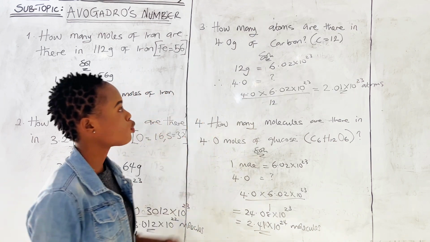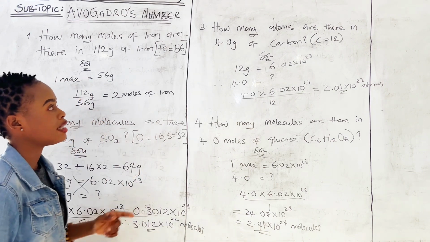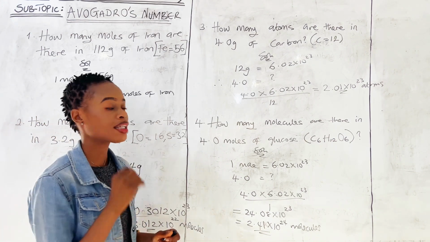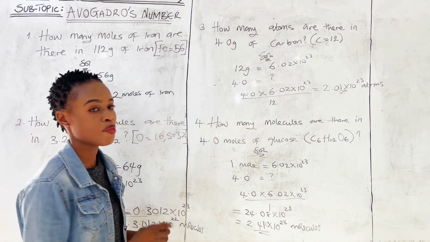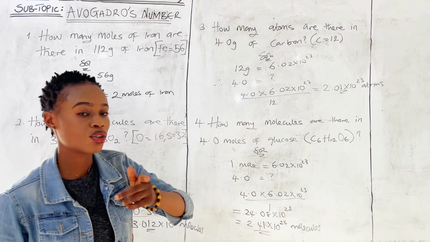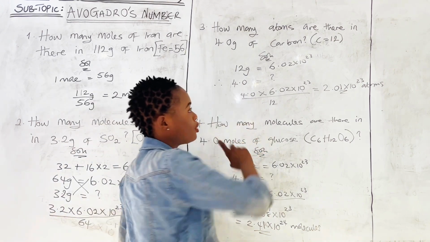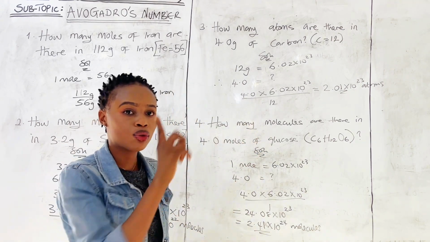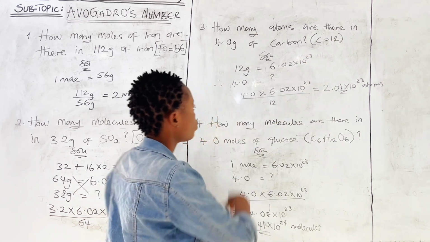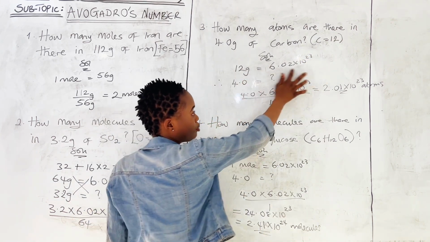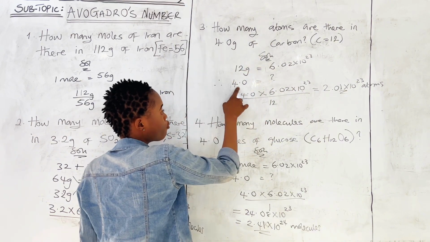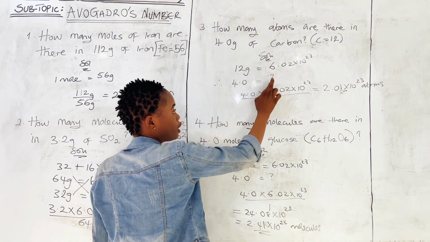So the third question: how many atoms are there in 4.0 grams of carbon? How many atoms are there in 4.0 grams of carbon? And we're given that carbon is what? 12. Okay, so that's the mass number of carbon. So remember, we said 1 mole is equal to Avogadro's number, and 1 mole is what? 12 grams. So 12 grams is equal to what? Avogadro's number. So how many is in 4.0 grams? So 4.0 grams is equal to what? Question mark. This is what we're looking for.